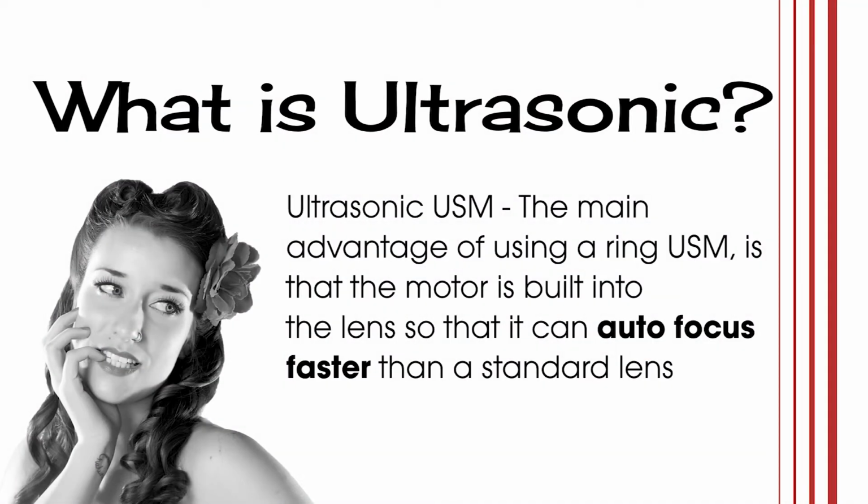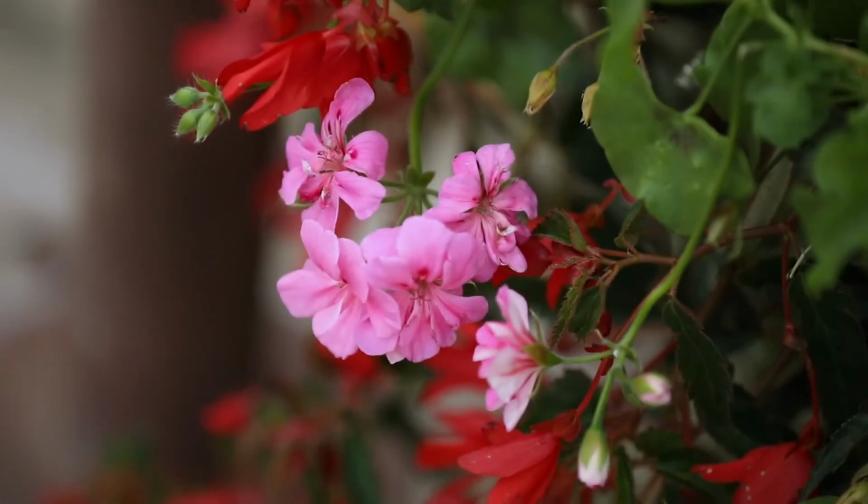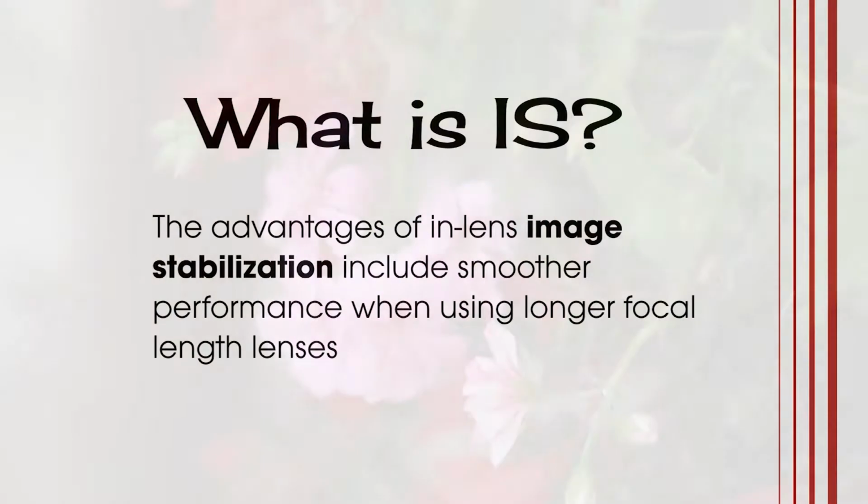The first one I want to talk about is ultrasonic. A lot of people get confused by what an ultrasonic lens is. Now, the advantage of using an ultrasonic is the motor is built into the lens, so it can actually focus a lot faster than a standard lens.